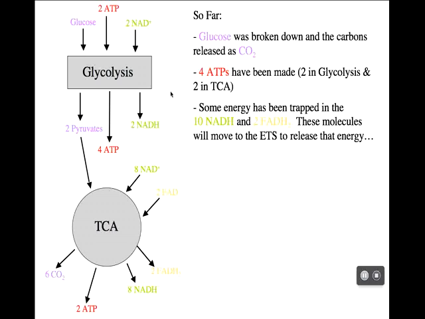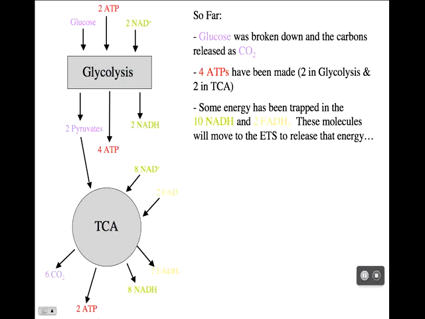So far, here's our tally. We have glucose going in, 6 carbon dioxides coming out. We have a total of 4 ATPs that have been made so far. 2 were made here in glycolysis, and 2 were made here in the tricarboxylic acid cycle.